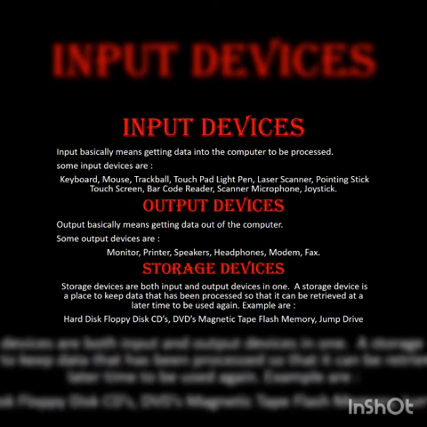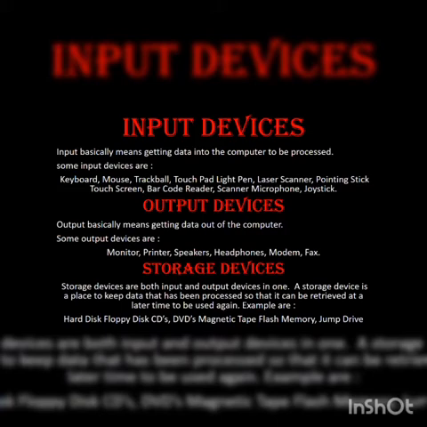Input devices. Input basically means getting data into the computer to be processed. Some input devices are keyboard, mouse, touchpad, light pen, laser scanner, pointer, touch screen, barcode reader, scanner, microphone, joystick, etc. Output devices. Output basically means getting data out of the computer. Some output devices are monitor, printers, speakers, headphones, modem, etc.